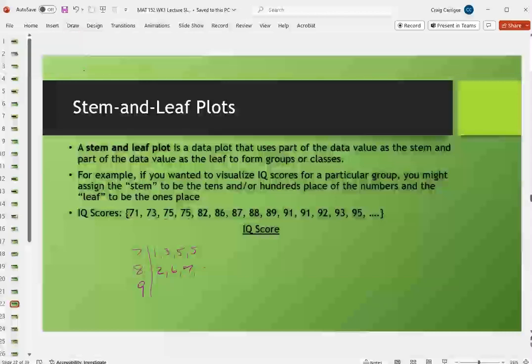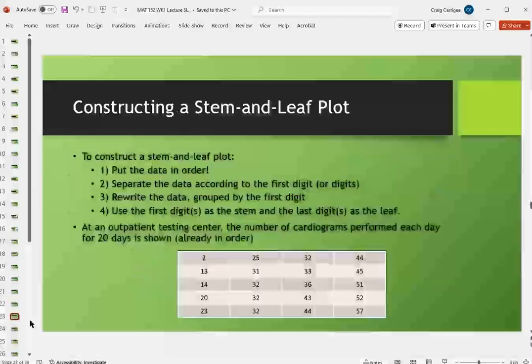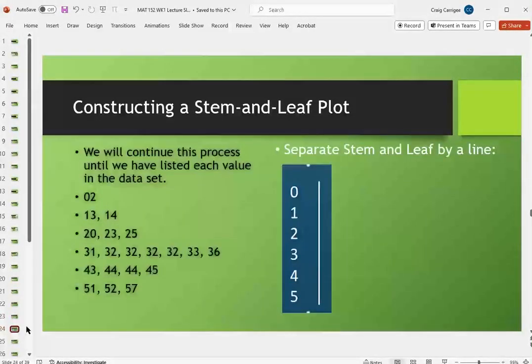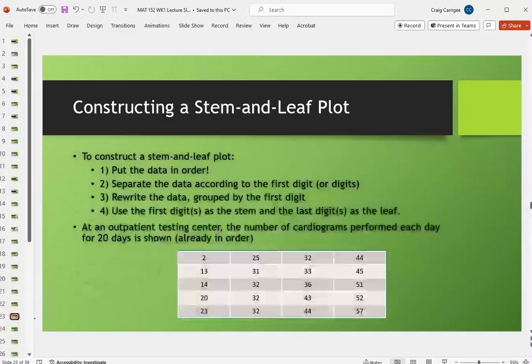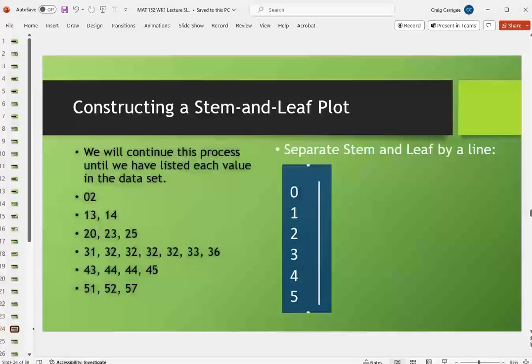But it's not the best visualization that you can use with particular types of data. We can construct another stem and leaf plot. I believe this is in the other video, but it would look something like this, where we break down these 20 cardiograms that are put in numerical order. Starting with the first one, we'll have 0, 2, and then 13 and 14, and we would just write the leaves on each side.